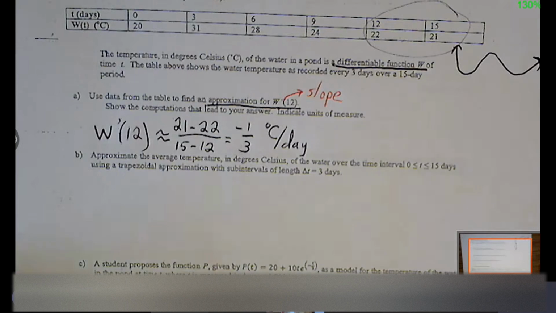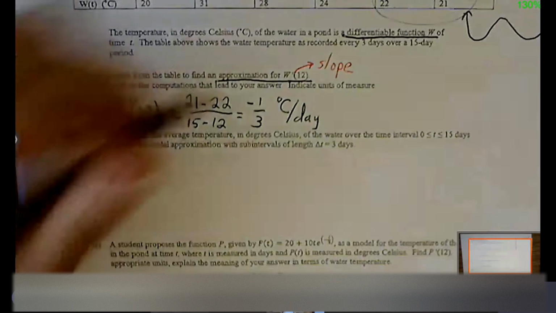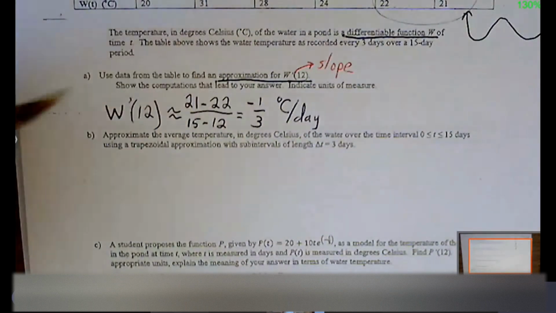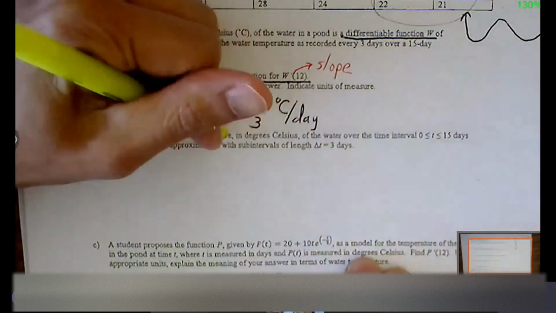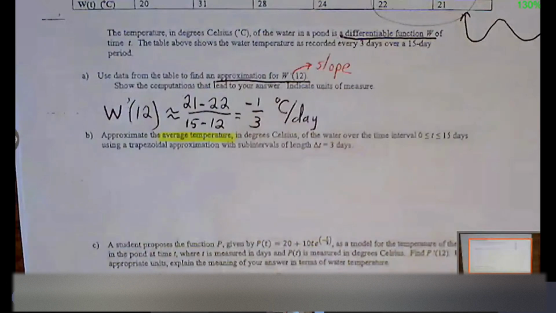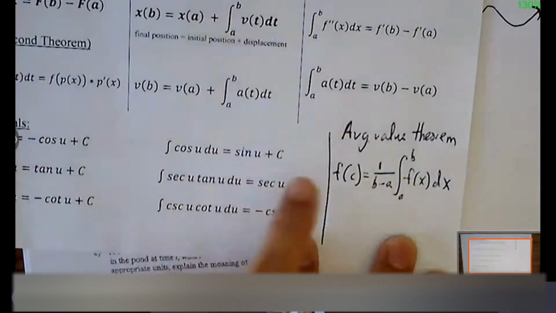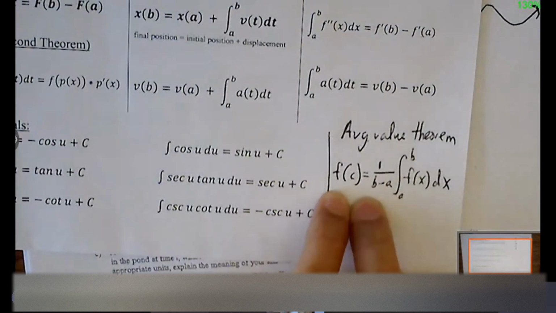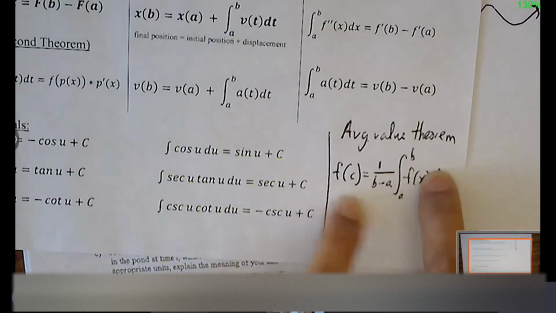Good. All right, part B. Approximate the average temperature in degrees Celsius over the time interval from 0 to 15 using trapezoidal approximations. So let's focus on these words here first. Average temperature. So that's an indication that we're going to be using average value theorem. I'm going to add this to the formula sheet here. Average value theorem is basically area divided by the width equals the height.